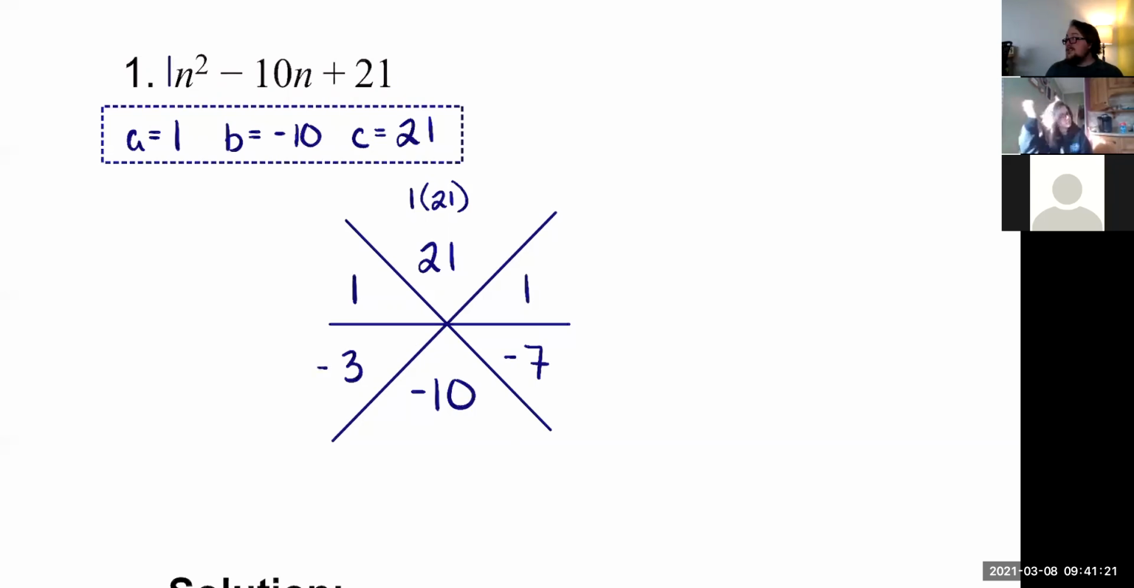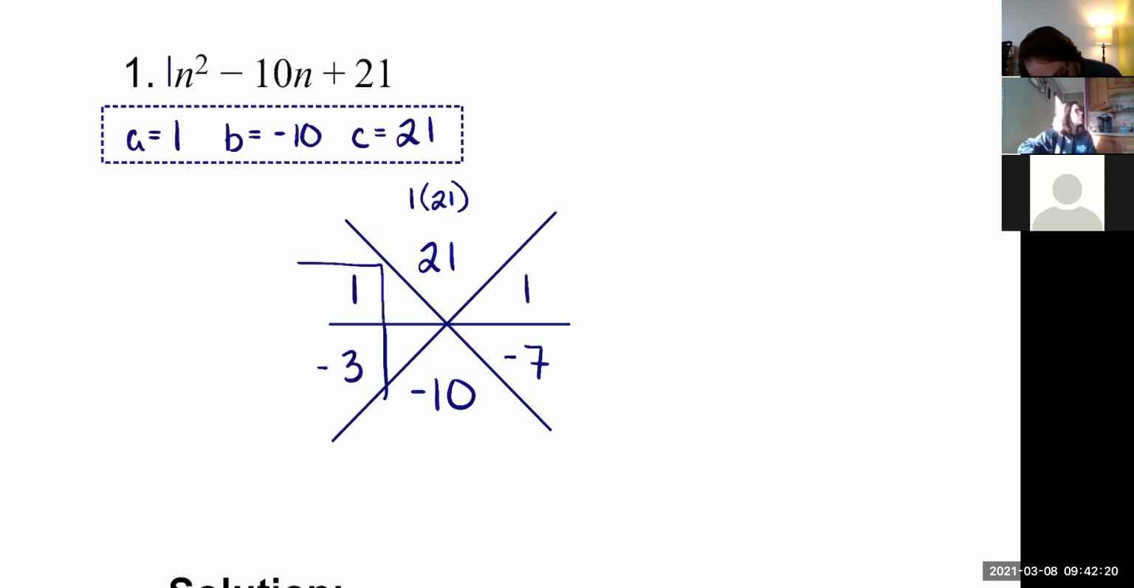-3 times -7. Positive 21. +21. -3 plus -7. -10. -10. So remember, there's no rule to say that they always have to be one sign or the other. Play with the signs until you get the outcome that you're looking for. So -3 times -7 gives us that positive 21. -3 plus -7 gives us the -10.